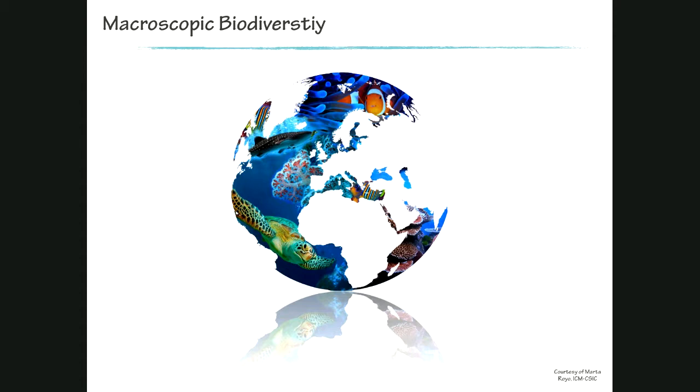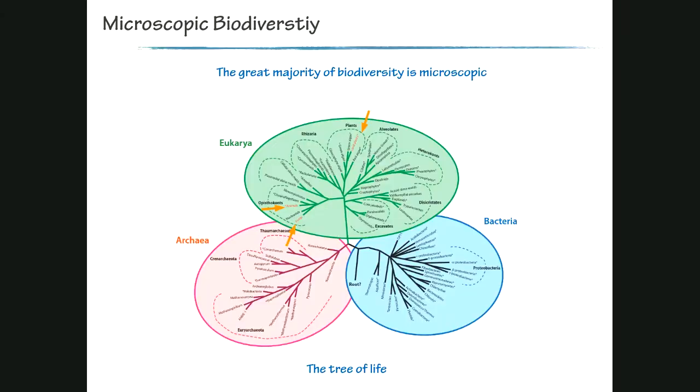So oceans are crucial also because they harbor a lot of the planet's biodiversity, and part of this biodiversity is macroscopic and corresponds to those organisms that the general society thinks of, such as turtles, dolphins, whales, colorful fish, etc. But we actually know that most of the diversity in our planet is microscopic.